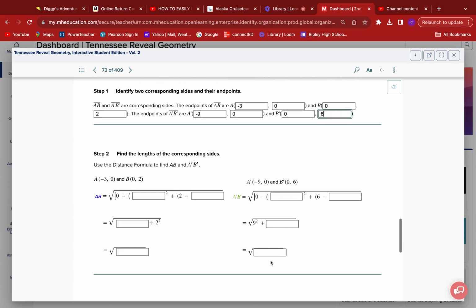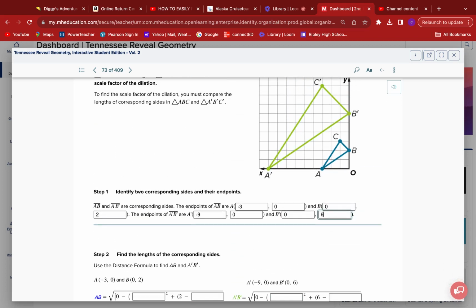All right, now we got to do the distance formulas. Yes, and because we are not looking at horizontal lines or vertical lines, we can't just simply count this. So your choices are distance formula, which is what this is choosing to do, or you can do Pythagorean theorem. A squared plus B squared would equal C squared. So 3 squared plus 2 squared equals C squared. You can do the Pythagorean theorem also for B prime. A squared plus B squared equals C squared. So this is 9 squared plus 6 squared equals C squared.